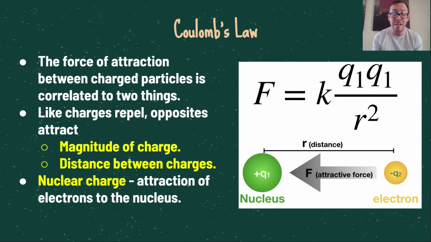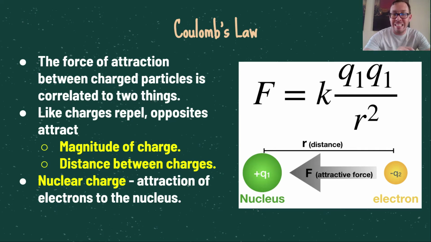Coulomb's law simply states that the force of attraction between charged particles is directly related to two things. We need to keep in mind that like charges are going to repel one another and opposite charges attract. Very simple, just like you would describe with a magnet. The two factors that play a role in Coulomb's law are the magnitude of the charge. That is, if we have greater charges, they are going to attract each other more than things that have smaller charges, just like stronger magnets are going to attract each other more than weaker magnets would.